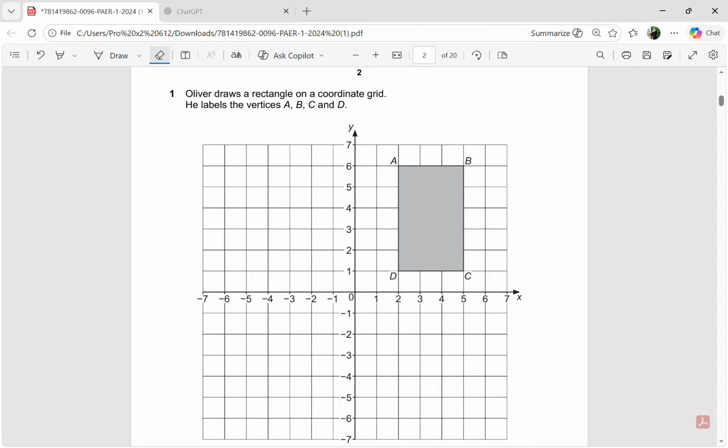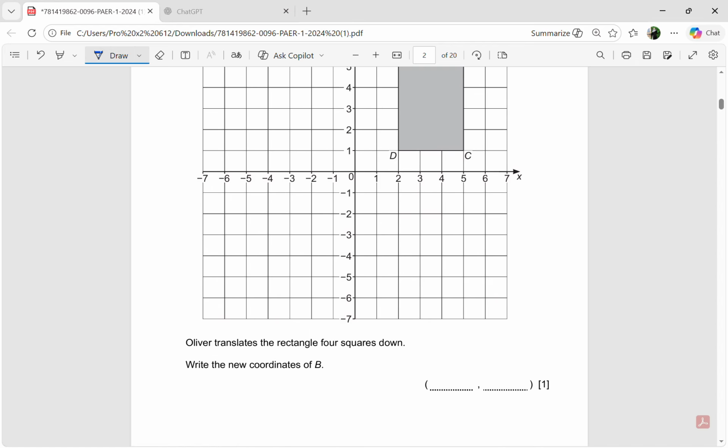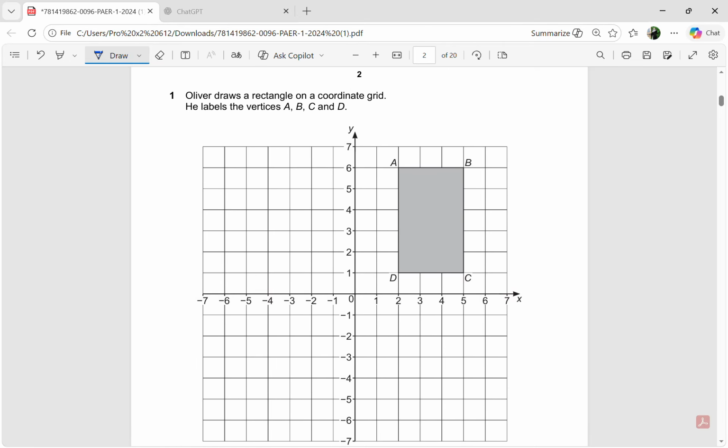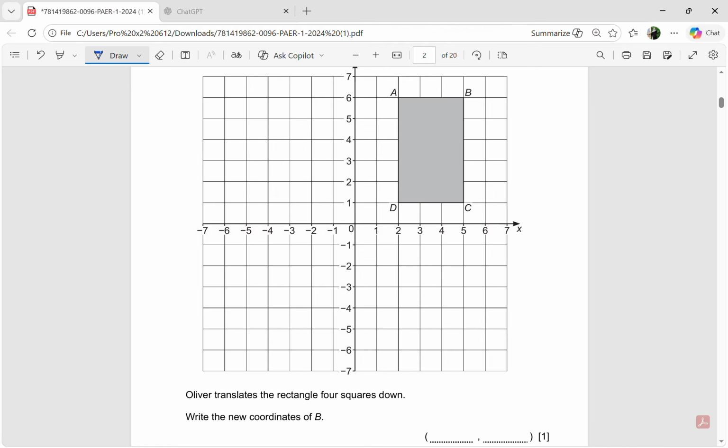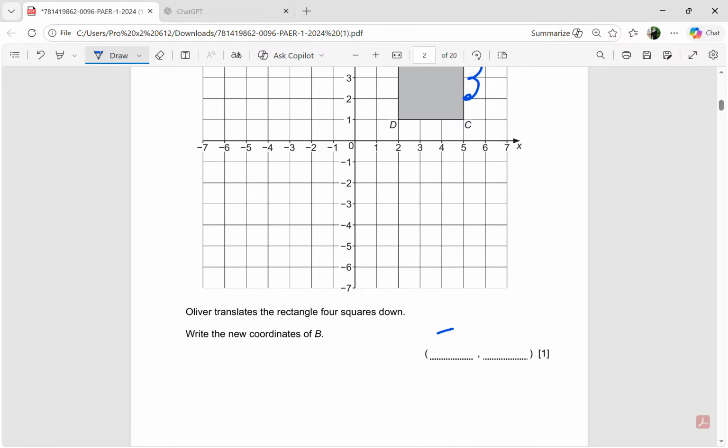Oliver draws a rectangle on a coordinate grid. He labels them as A, B, C and D. Oliver translates the rectangle 4 squares down, so each point is translated 4 squares down. Write the new coordinate of B. So B, we're going down 4 times: 2, 3, 4. So the new coordinate of B is 5, 2. Always start with the x coordinates followed by the y coordinates.